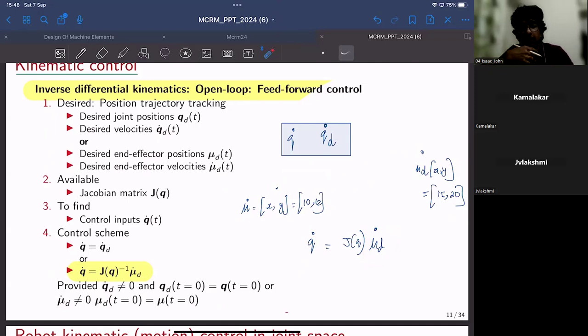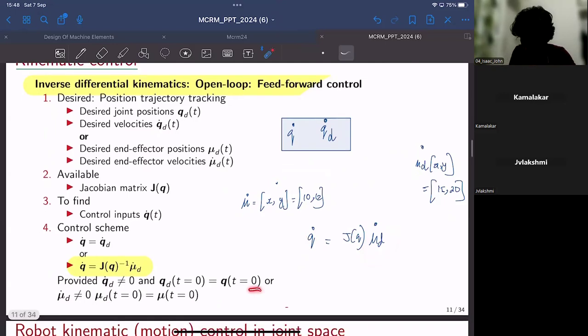Here "or" is there, na sir? Either or, the condition provided. No, there is no or. After the condition, "and" is there, na sir? No, that means this is either in joint space or in task space. So these are the conditions actually. This is condition 1, and this is condition 2 for task space.